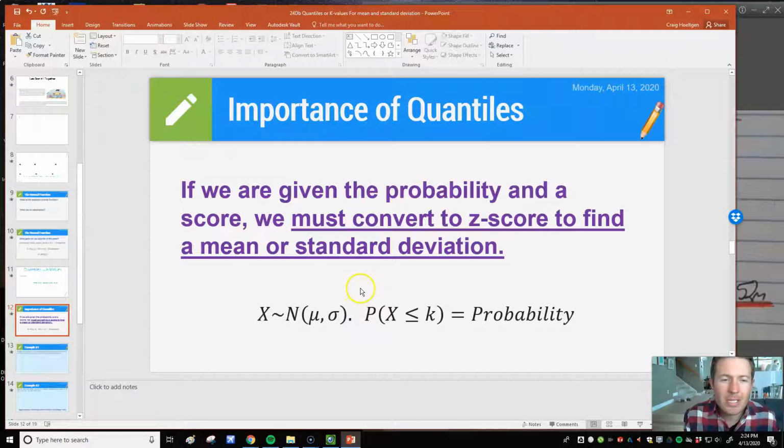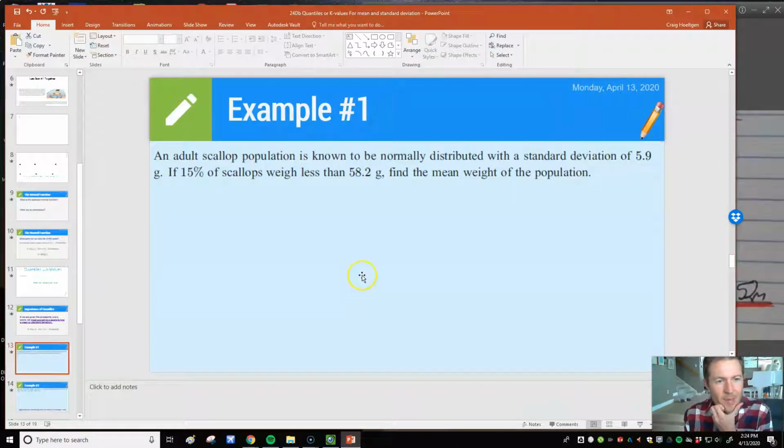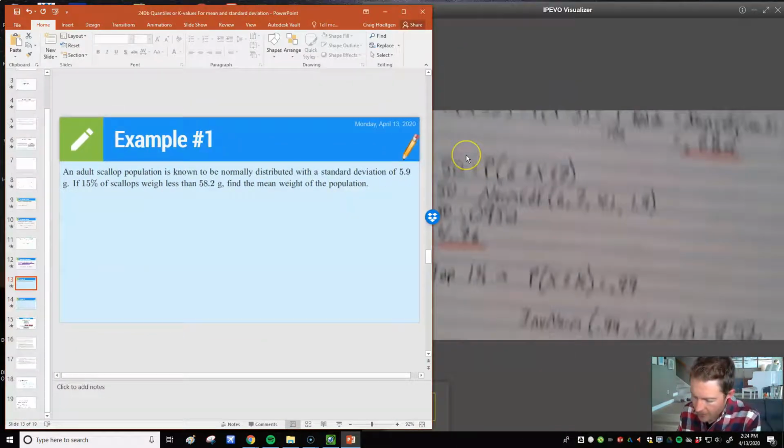Okay, let me dive right into an example. An adult scallop population is known to be normally distributed with a standard deviation of this. Notice they don't give us the mean. 15% of the scallops weigh less than some weight. Find the mean weight.